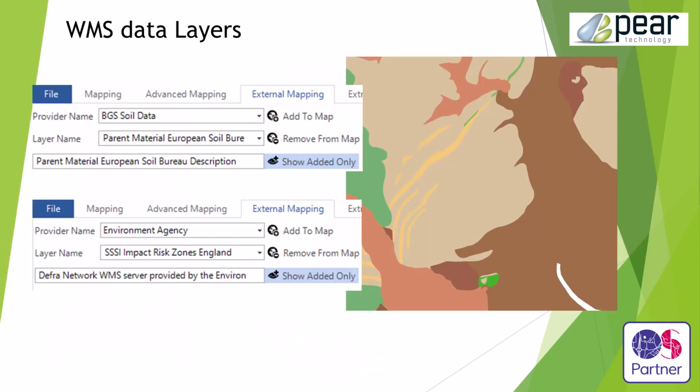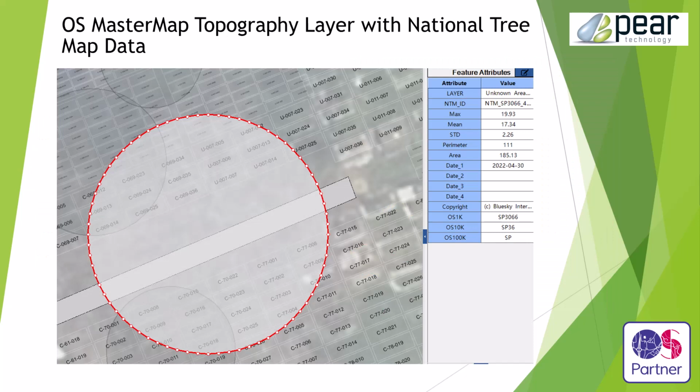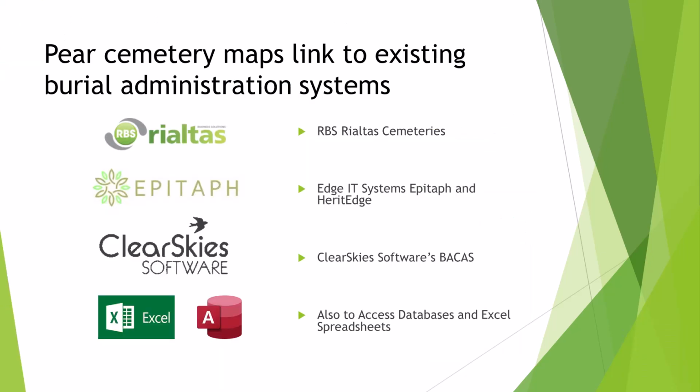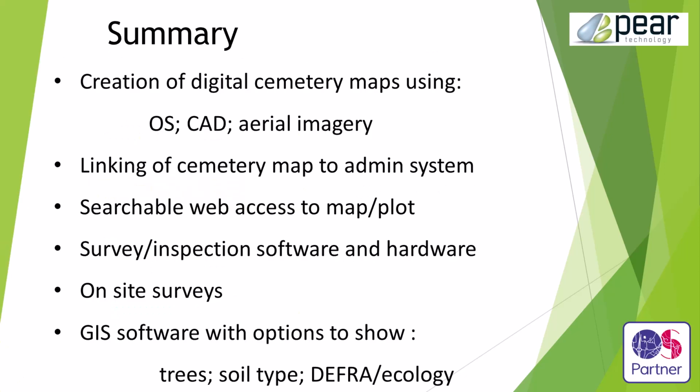The map can be augmented by other data layers, such as for soil type and environment agency. Further layers can be added, such as the national tree map from Blue Sky. Pear cemetery maps can link to your cemetery administration system, such as Epitaph, Bacchus, RBS Realtas, Excel and others.